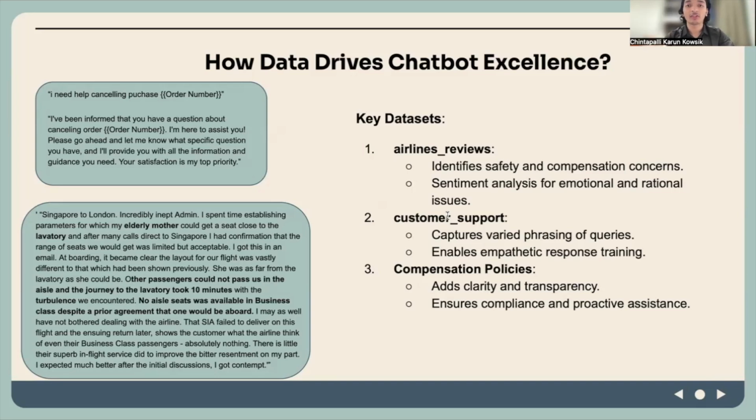Lastly, we are thinking of creating a new dataset integrating Singapore Airlines compensation policies, which ensures that the chatbot can provide legally compliant and transparent guidance. By referring to real-world examples such as the SQ321 incident, the chatbot can offer personalized assistance, ensuring customers feel heard and supported.